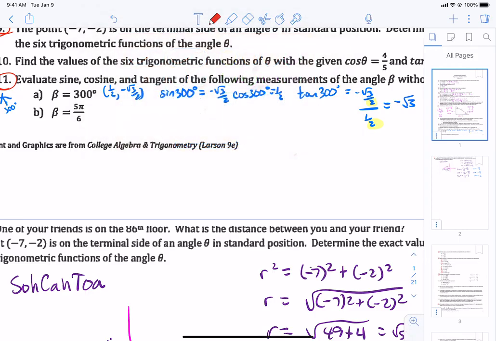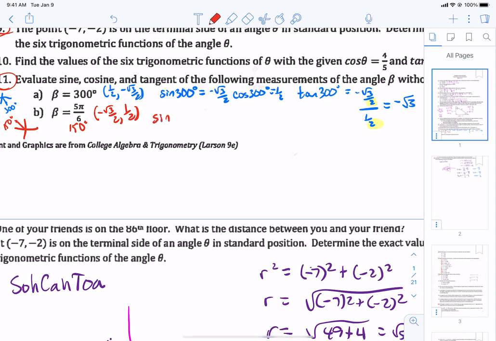Now let's do the same thing for part B. This time our beta is 5 pi over 6. If you forget what that is, you can do 5 times 180 divided by 6. And you can see that that's the same as 150 degrees. 150 degrees has a reference of 30. It's in this second quadrant. There's 150. And the point at 150 is negative square root of 3 over 2, positive 1/2. So let's do the sine, the cosine, and the tangent of that.